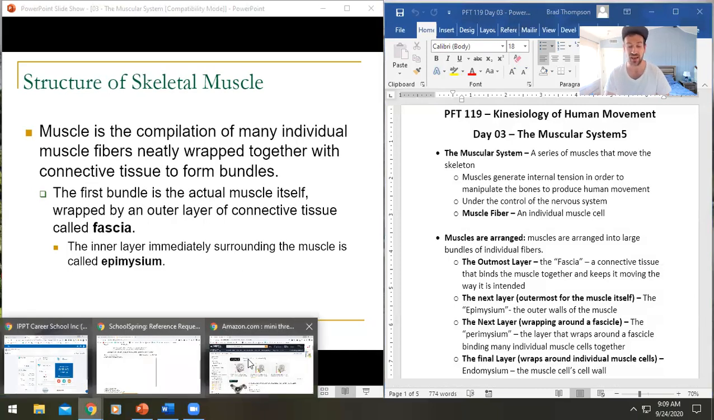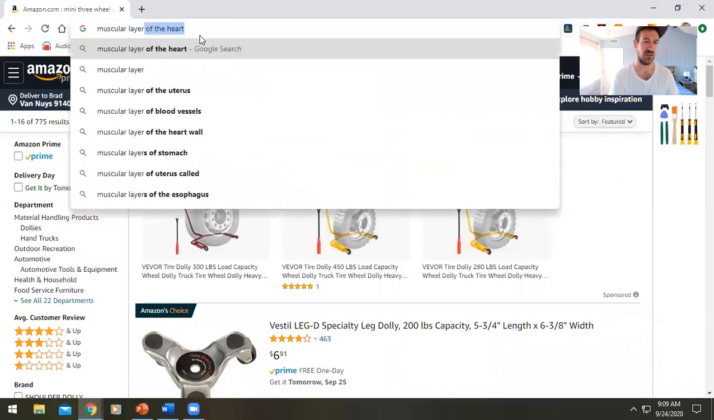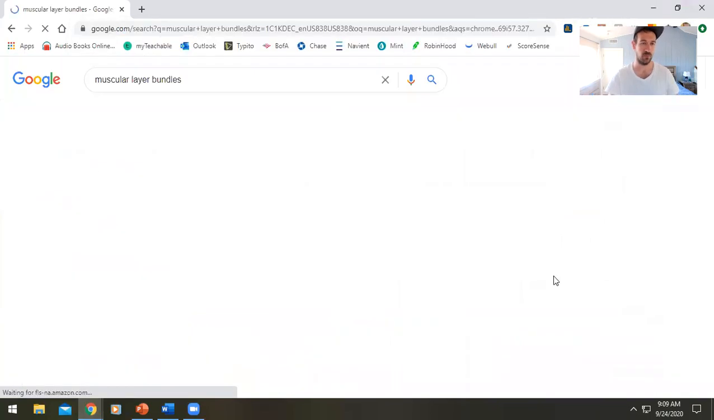And so when I say that, here's what I'm talking about. So muscular layer bundles.